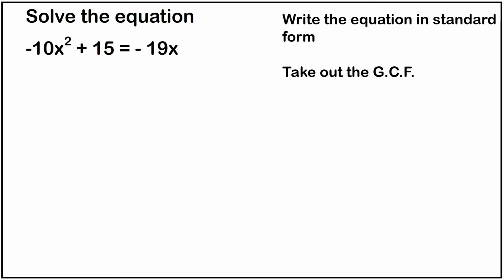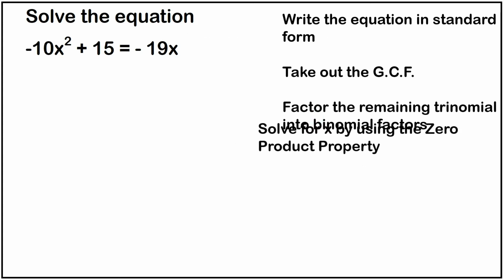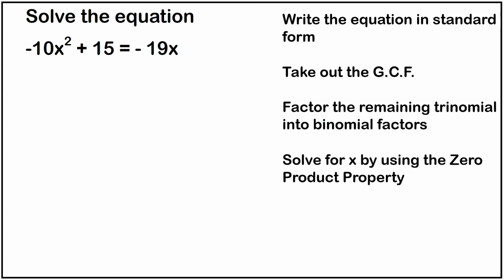The second step, we're going to have to take out the greatest common factor. The third step, we're going to have to factor the remaining trinomial into binomial factors. And the final step is we're going to solve for x by using the zero product property. So our first step is to rewrite the equation in standard form.